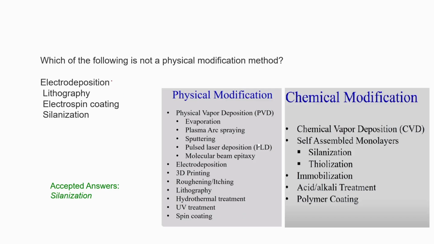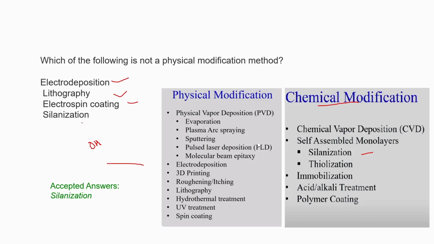So like this, electrodeposition, lithography, and spin coating are part of physical modification, whereas silanization, which is basically self-assembled monolayers, is a kind of chemical modification where different kinds of functional groups are exploited for coating the surface.